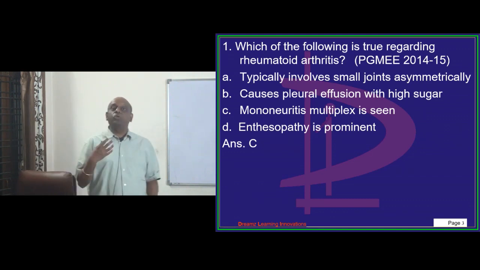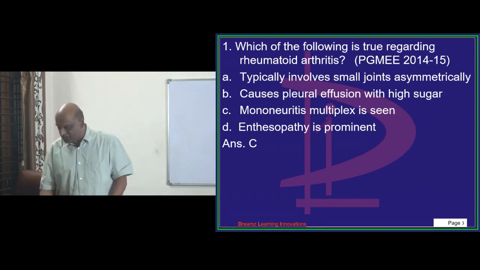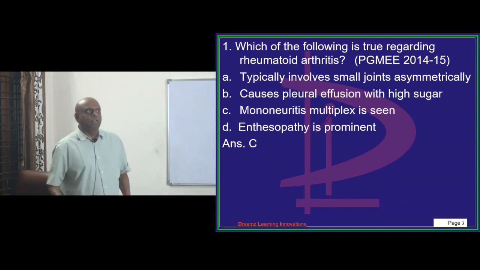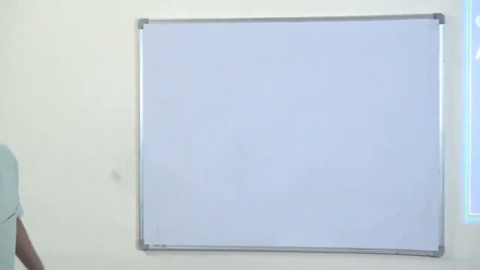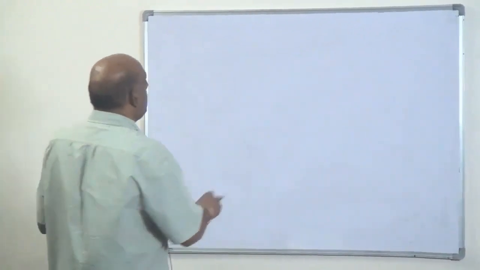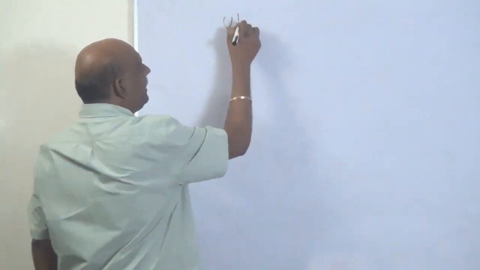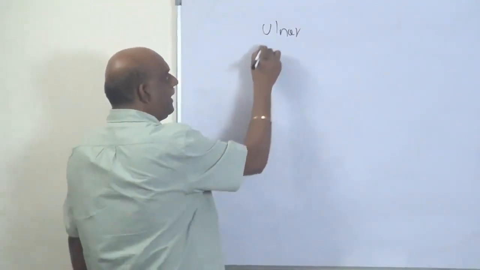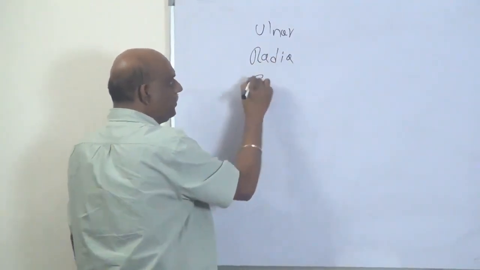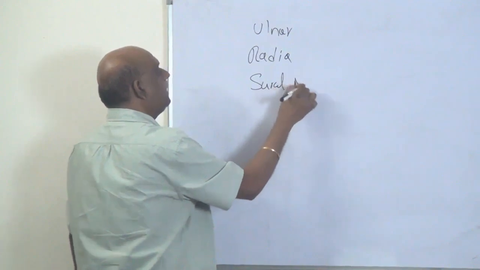Then what is meant by mononeuritis multiplex? What does it mean? Can you give me the board, please? So what is mononeuritis multiplex? You have a ulnar nerve, radial nerve, sural nerve, so many nerves are there.